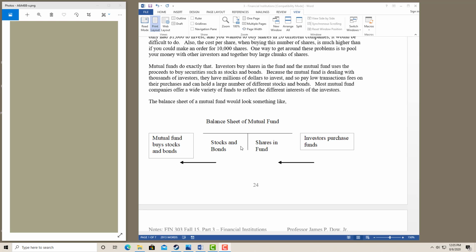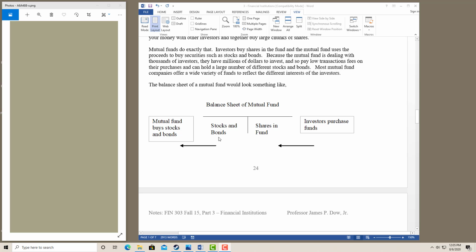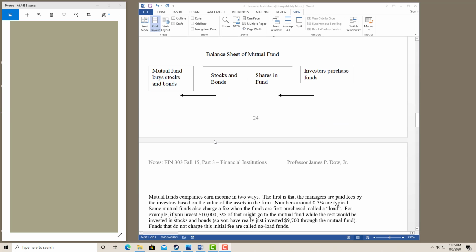And they take that money and again, they invest it in a portfolio of stocks and bonds, which is an asset for the mutual fund and represents a liability in the case of bonds, something that they owe to the mutual fund, the companies that issued the bonds.